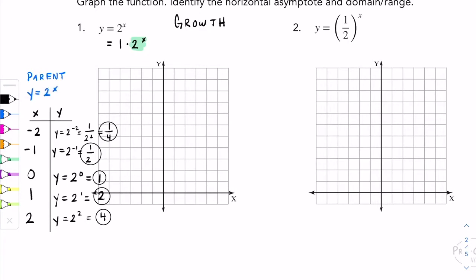When we graph this, we start by plotting a point at (-2, 1/4), (-1, 1/2), (0, 1), (1, 2), (2, 4). Remember that you're graphing along that asymptote, which is at y = 0. That would be this line here. We're not going to indicate that the graph touches or crosses the x-axis. We're just going to indicate that it approaches it and continues up at a rapid rate.